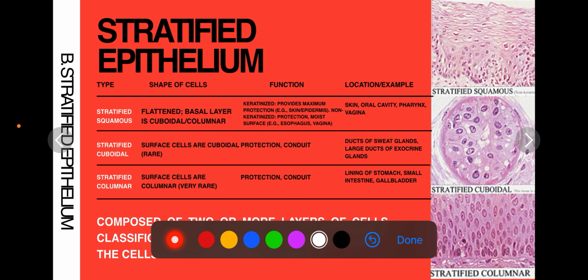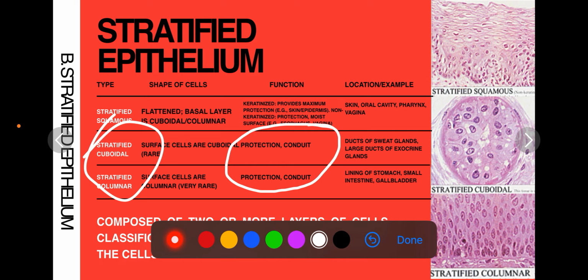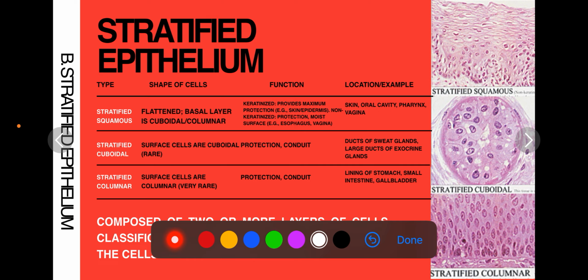Both of these two types actually are used for protection and conduit. And when we say conduit, we say ducts, right? So here in the cuboidal type, we find it in ducts of sweat glands, for example. Sweat gland is an exocrine gland, right? There are ducts there. So if there are ducts, it's an exocrine gland. If there are no ducts, it releases its content into the bloodstream directly. It's called an endocrine gland, right? So it's usually found in the large ducts of the exocrine glands.